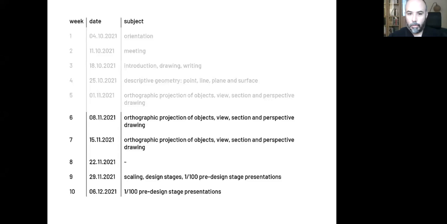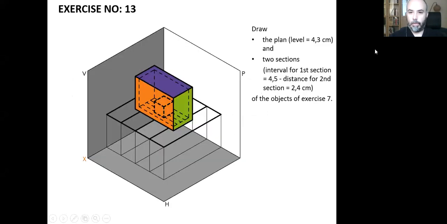This week we are going to continue with the orthographic projection of objects, and also we will start doing the plan and section of these systems. Let's start with our 13th exercise. In the exercise, we need to continue with one of our previous exercises, exercise 7. We are going to use the same object set, but this time we are required to draw the plan and two sections of these objects.